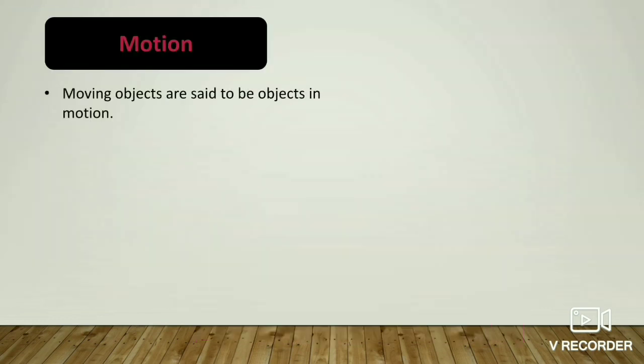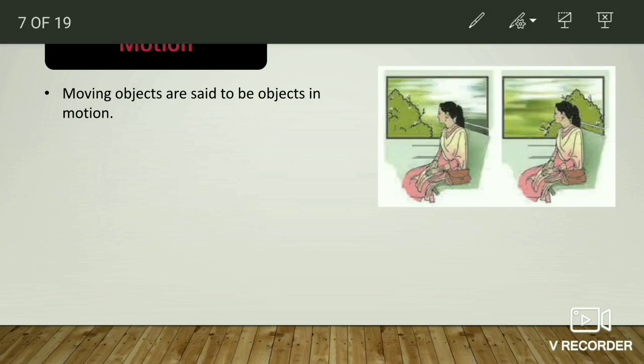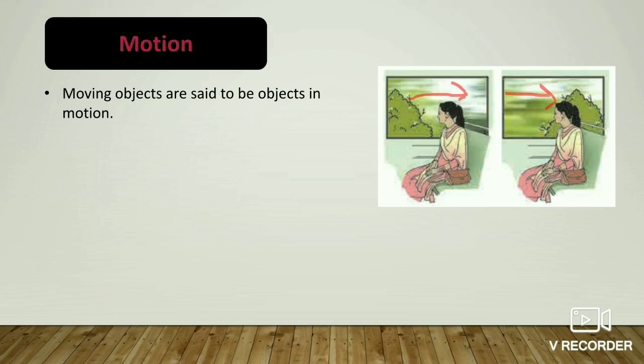Now, motion. Moving objects are said to be objects in motion. In our day-to-day life, we see many moving objects. While waiting for a bus at a bus stop, other vehicles appear to be in a state of motion. On the other hand, when you are in motion yourself, a still object appears to be moving. For example, imagine you are traveling in a train and you see trees moving backward. But actually, train is in motion and trees are at rest, but we feel trees are moving backward.